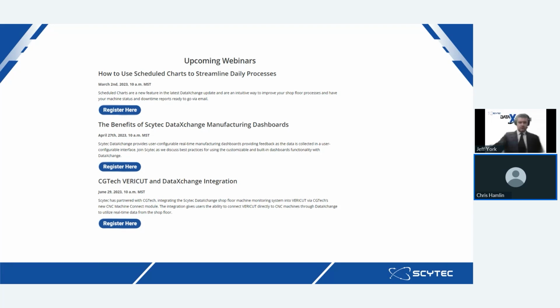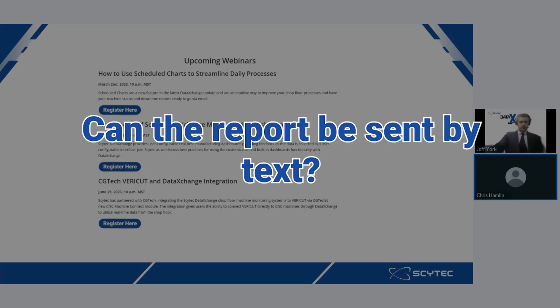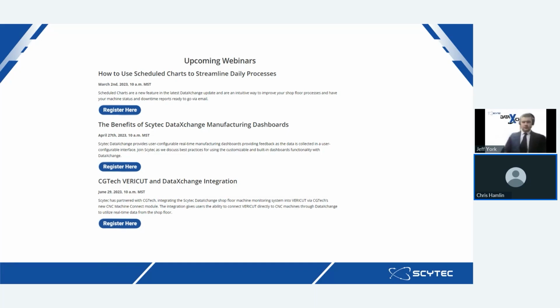Is it possible for the report to be sent via text, or does it have to be an email address? It should be able to send by text. You can work with our support team to help you set that up. We basically just need to know what the text conversion is so that it gets to the right provider. For example, if you have Verizon, it's your phone number at vtext.com, and it'll come in the same way as the email. So you'll see the attachment.